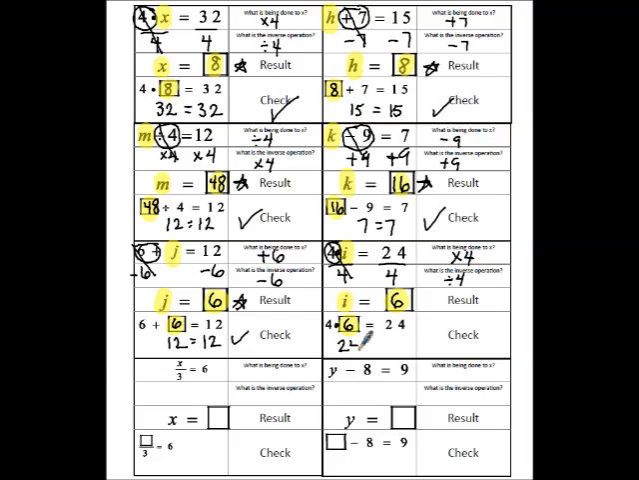And 4 times 6 is 24, and that's what we wanted i to equal. So it checks out, and we know that our answer is actually 6.